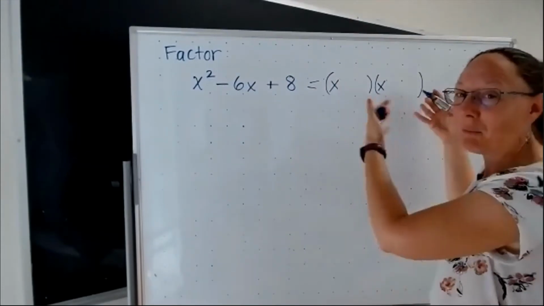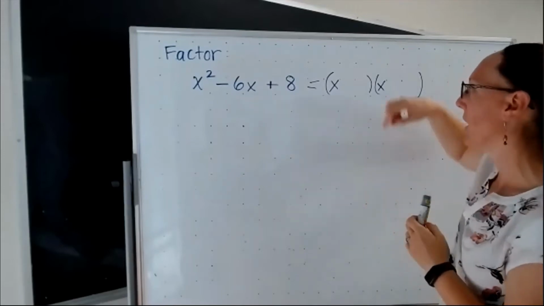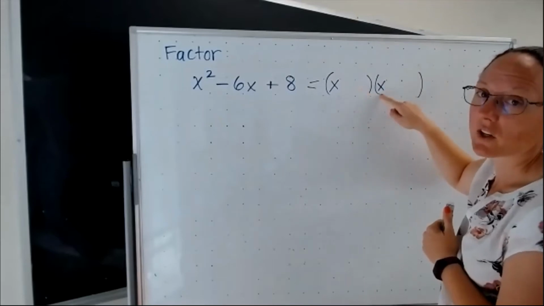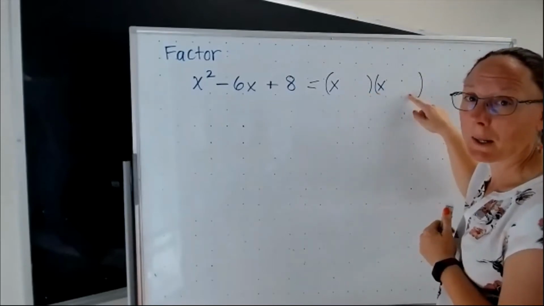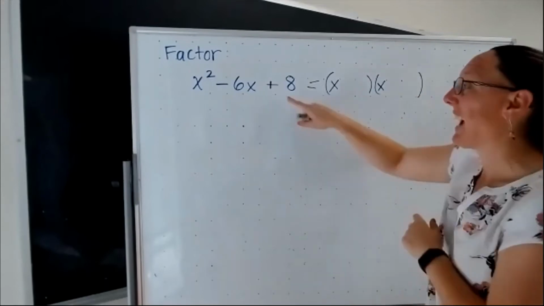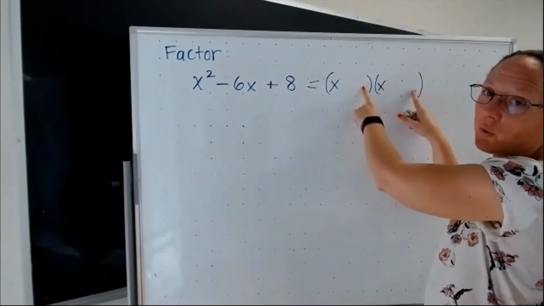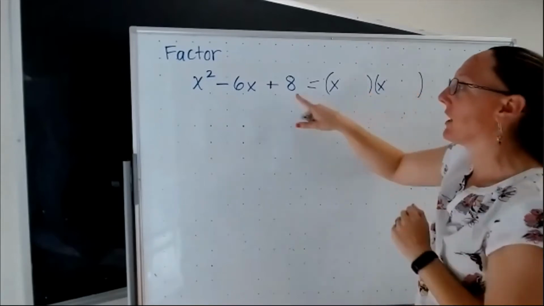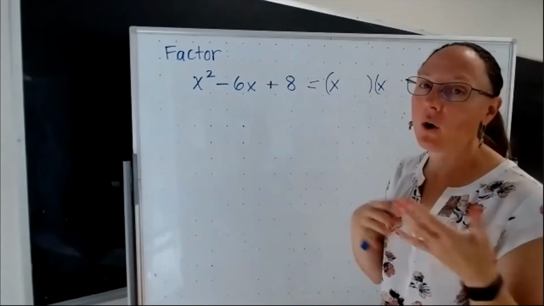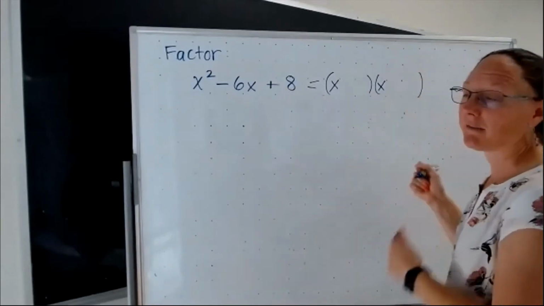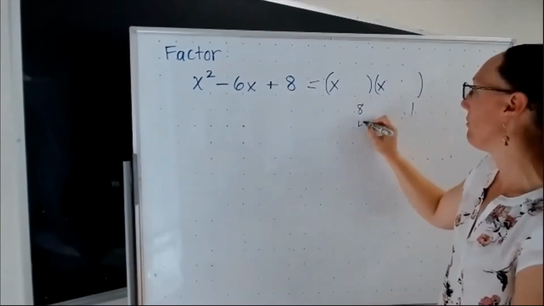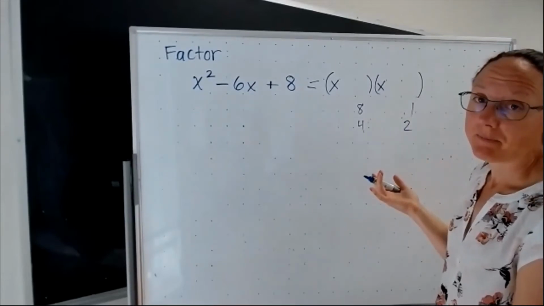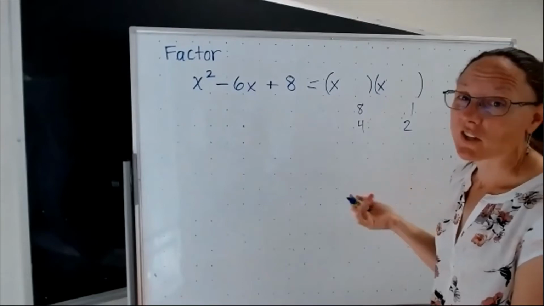Then I know that if I'm doing this multiplication problem, that x is going to get distributed and it's going to get distributed and this number is going to get distributed and it's going to get distributed. But in the end, that 8 had to come from multiplying 2 numbers together. So I'm first just going to think about that 8, and I'm going to list out all the multiplication problems that can give me 8. 8 and 1, 4 and 2. I think that's it. And I'm just going to try them.